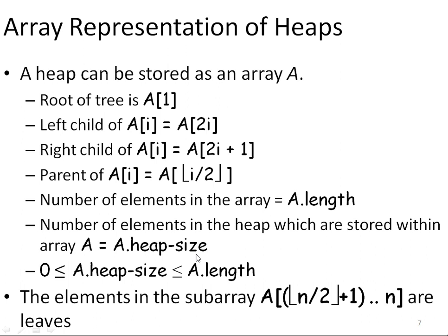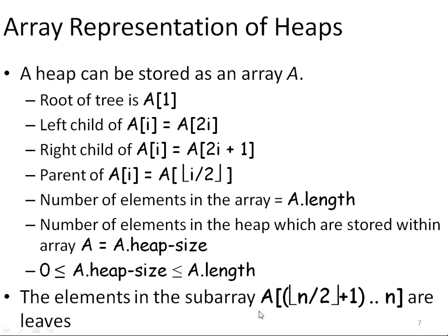In such a scenario, all the elements from index position 1 to index position heap size form a heap, and all the elements from index position heap size plus 1 to the length of the array are just present in the array, but they are not forming any heap data structure. Accordingly, the variable heap size may have a value of 0, or at max the value of length, or any value in between.